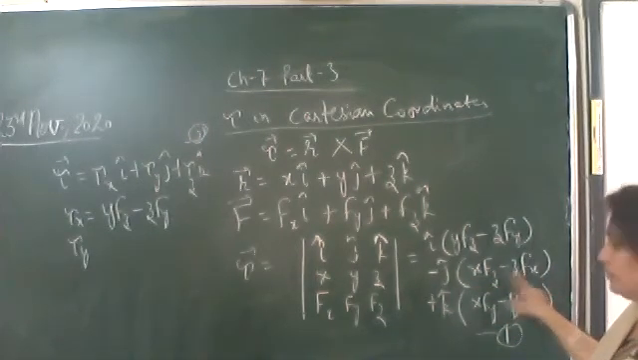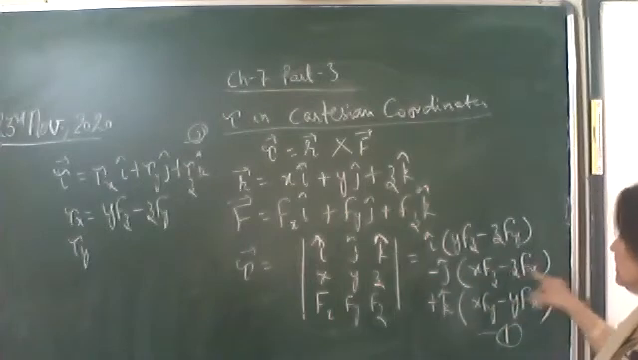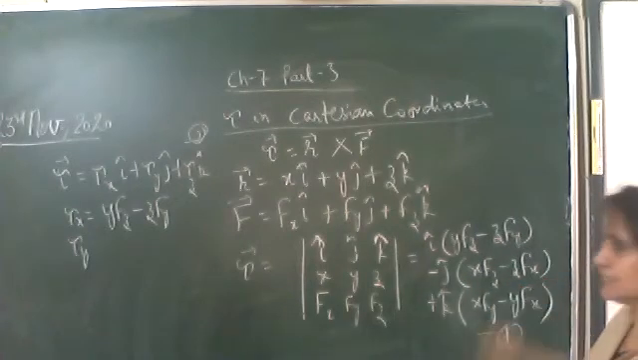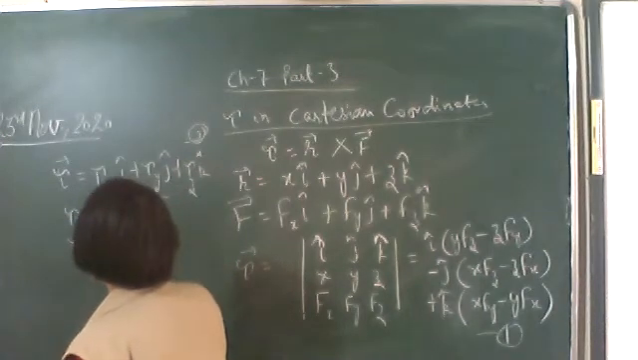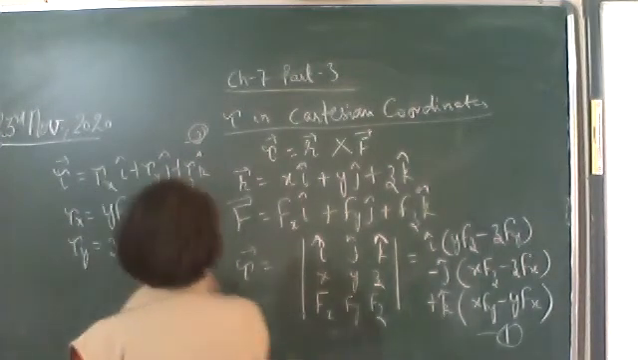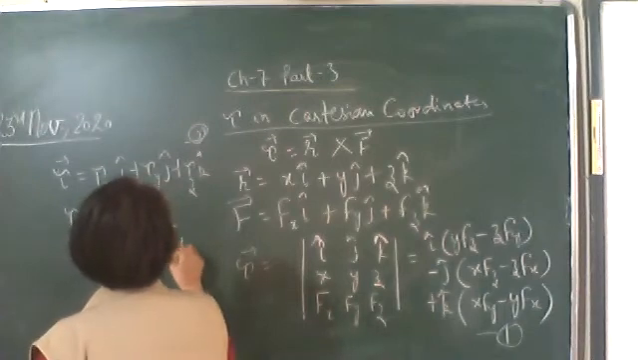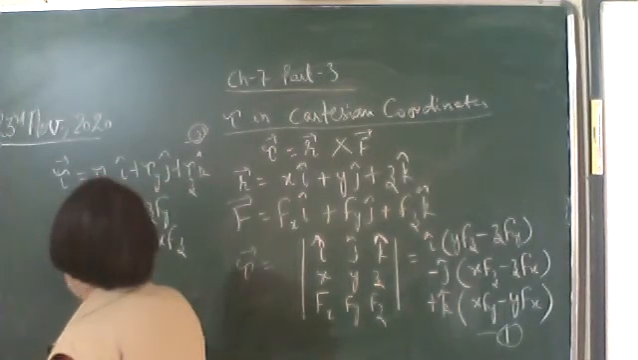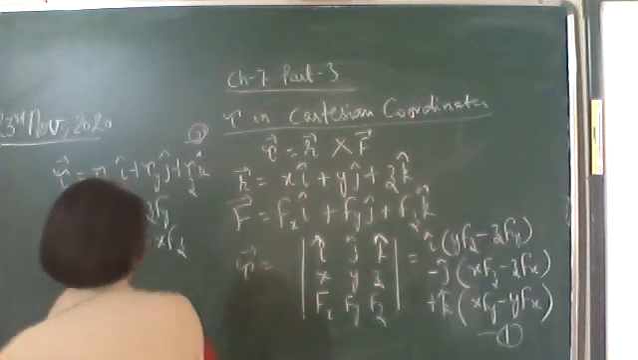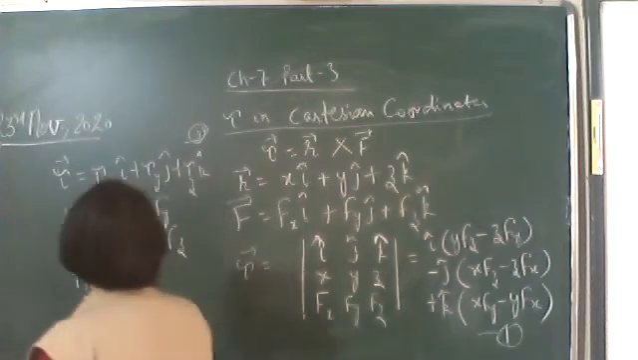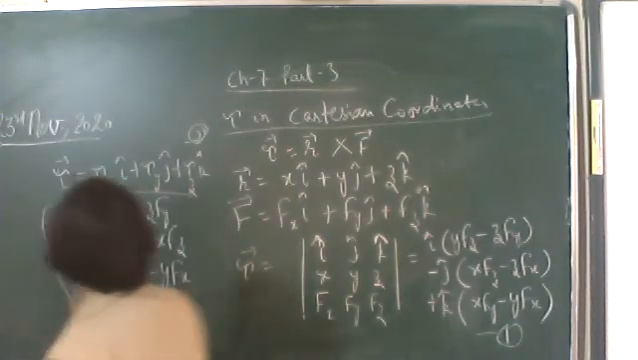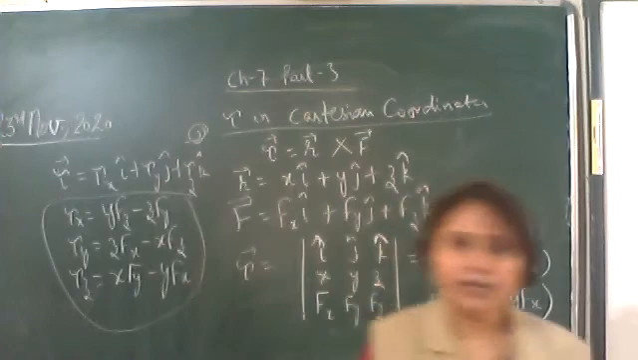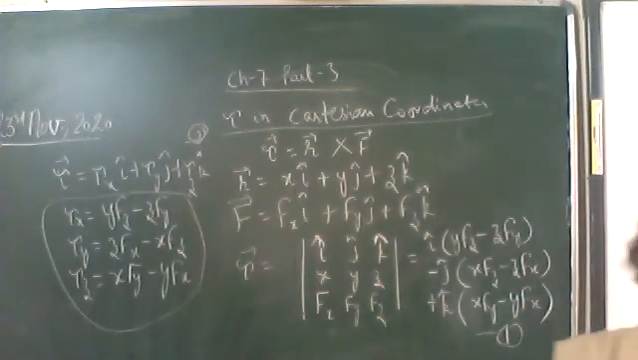So what will it be? Take this minus sign inside: z fx minus x fz. The same way, the component of tau along z axis will be equal to x fy minus y fx. So these are the components of the torque along x, y and z axis.